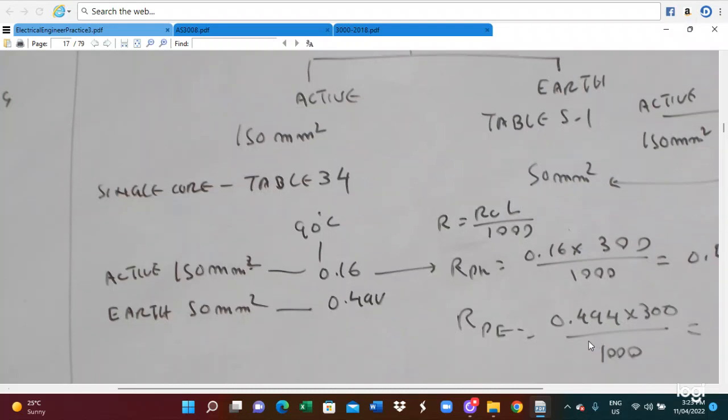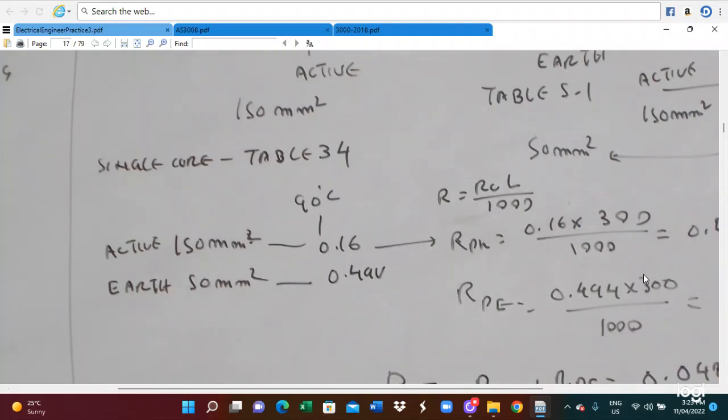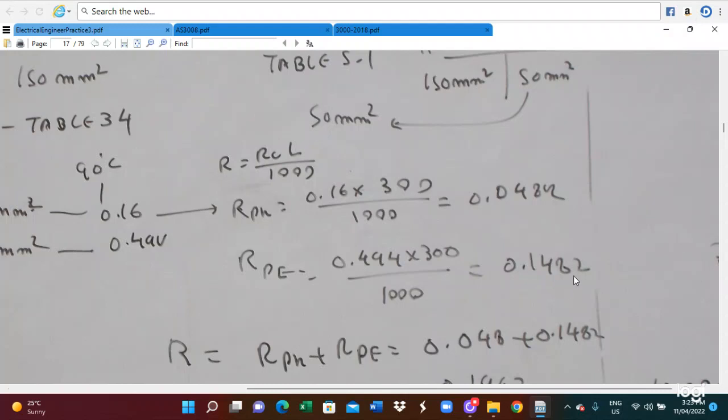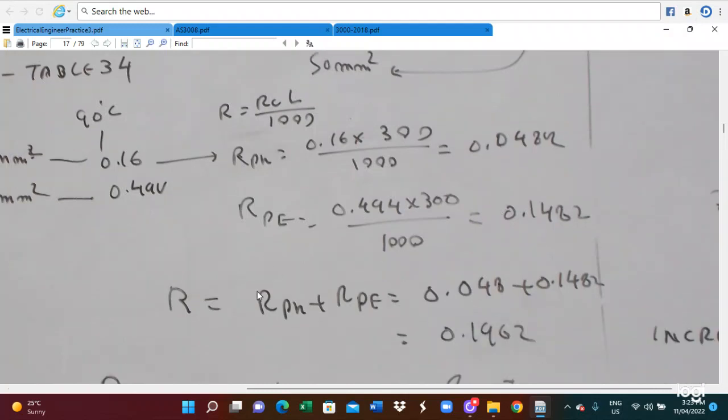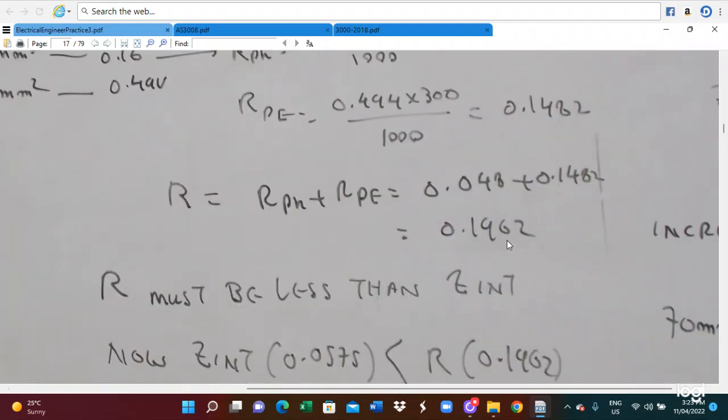So this 0.494 we substitute here. This 0.494 multiplied by 300, that's all the given RC, divided by 1000. So RC is 0.494 times 300 divided by 1000, you got 0.1482. Then we add together the resistance RBA and RC. So 0.048 plus 0.148, you got 0.1962.